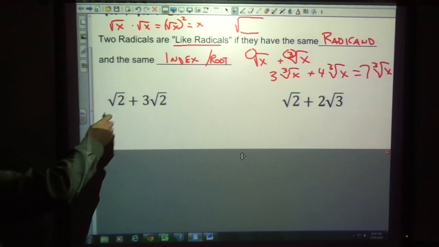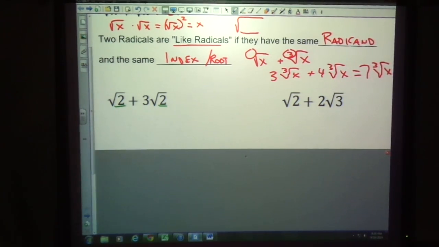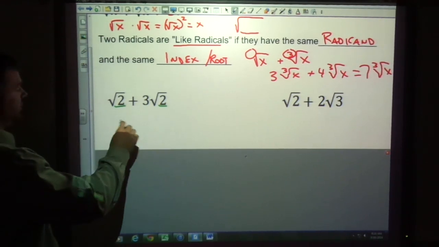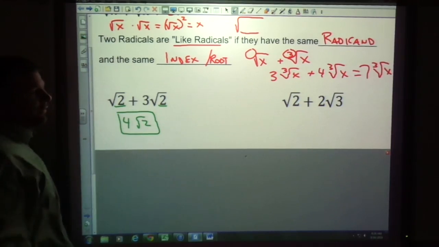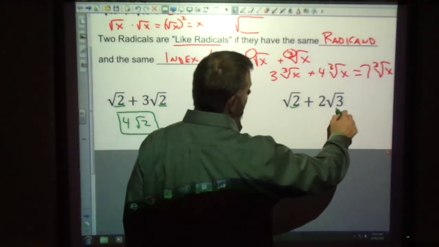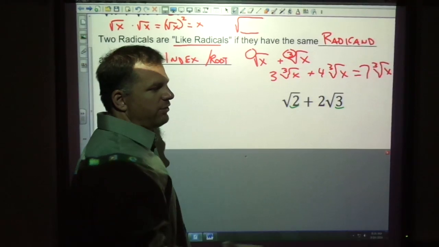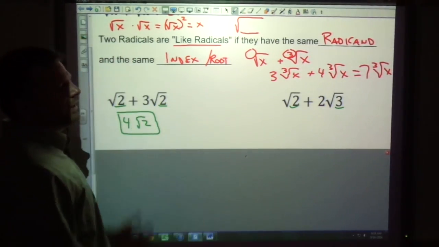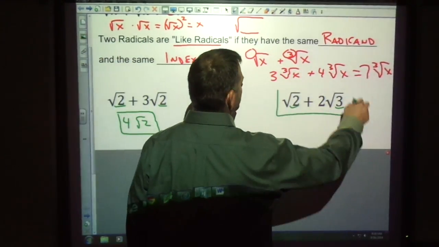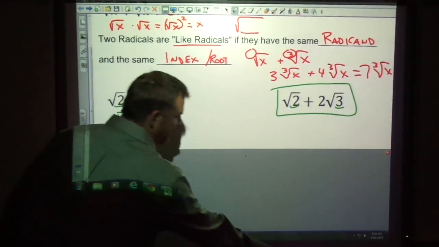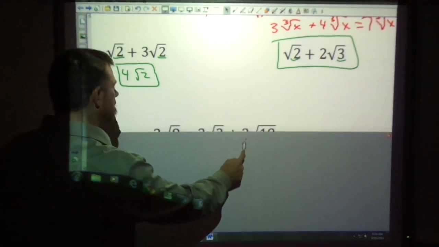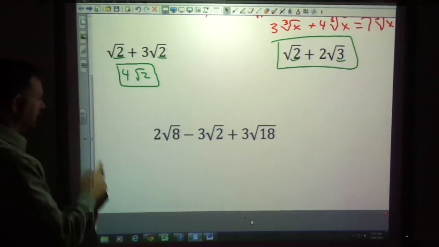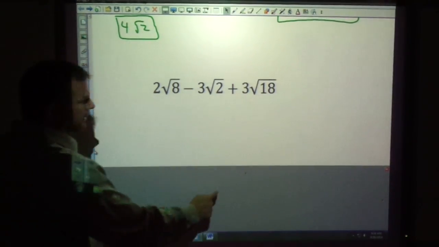And let's see, does this one have the same radicand and same index? Yes, so there's 1 root 2 plus 3 more root 2's. This gives me 4 root 2's. Over here, this is a root 2 and this is a root 3. They are different. We've got 2 of one kind and 1 of another, so they can't be simplified. They just sit there next to each other, pretending to be friends, but they're not the same thing. Okay? So a problem like this is really where we're headed to.